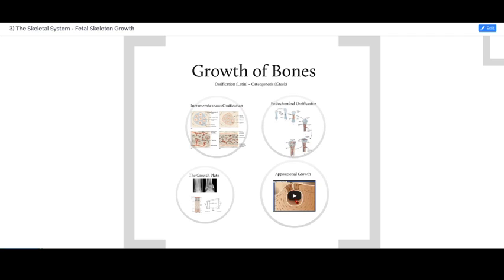skeleton. Before we go there, though, I want to introduce two words which essentially mean the same thing: ossification and osteogenesis. Ossification is a Latin term and osteogenesis is a Greek term, but they both mean the growth of bones.